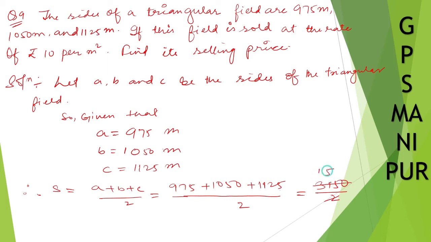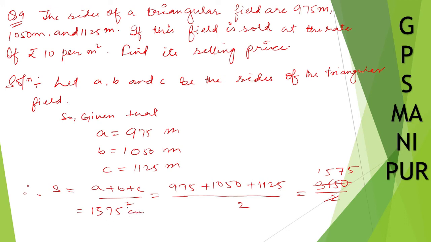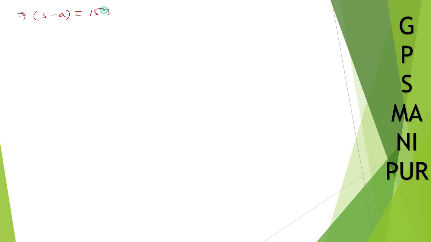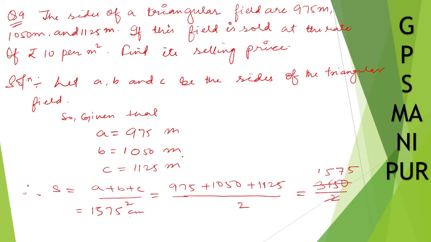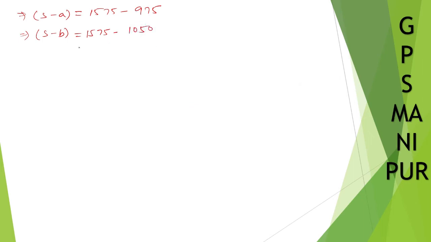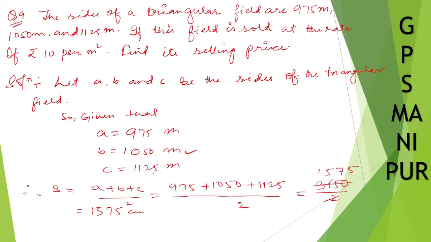3150 divided by 2 is 1575. So you got S is equal to 1575. Now let us find out S minus A, S minus B, and S minus C. S minus A will be equal to 1575 minus 975. S minus B will be equal to 1575 minus 1050. And the third one is S minus C, which will be equal to 1575 minus 1125.